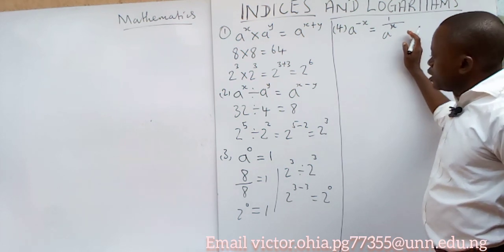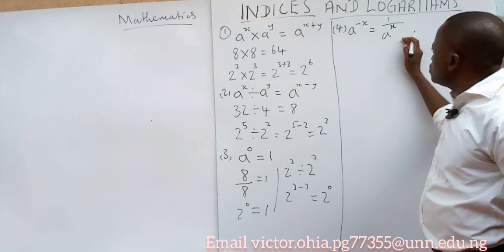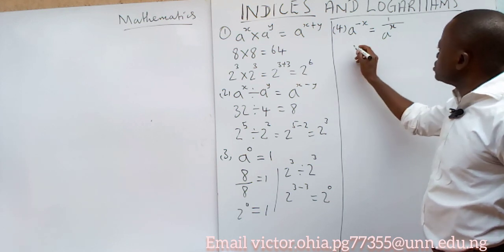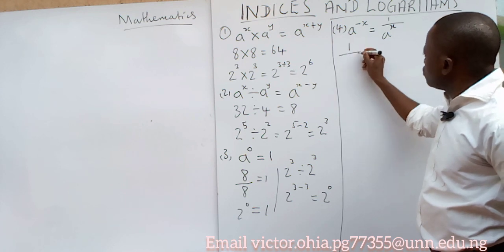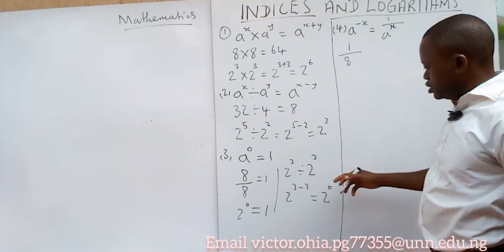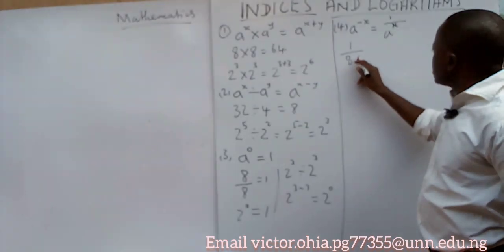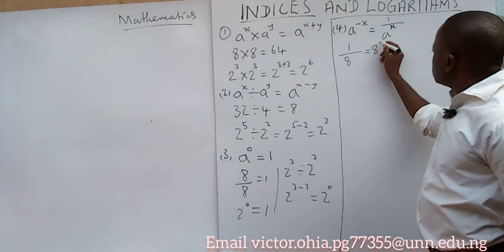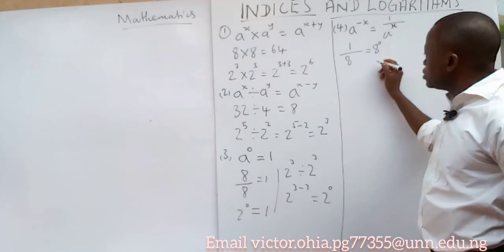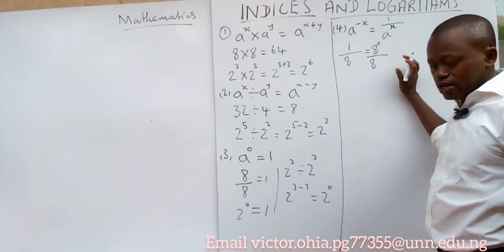Let's try. Maybe I'll come from here again. Let me try this. 1 over 8. Okay. Now, we have already agreed that any term raised to power 0 is 1. Now, can I rewrite this as 8 raised to power 0, which you now know is 1, over 8? This is equal to this. You agree with that? Fine.